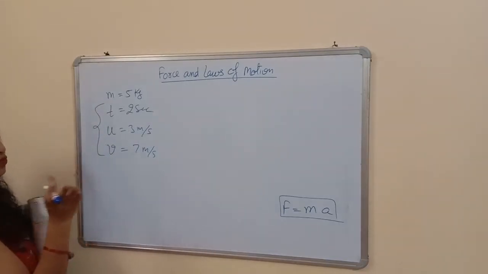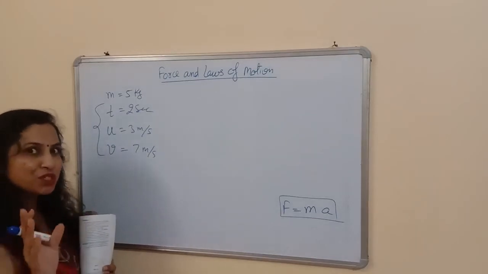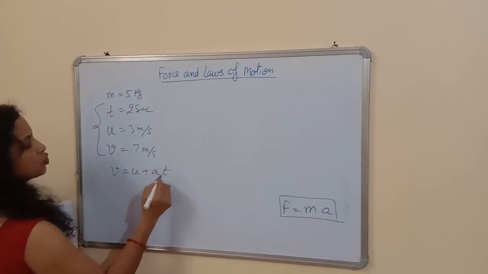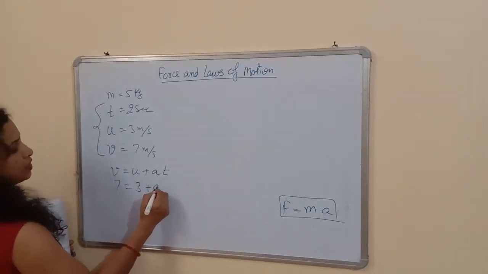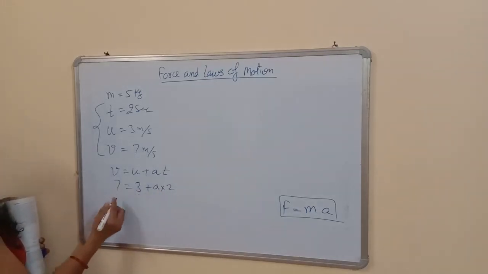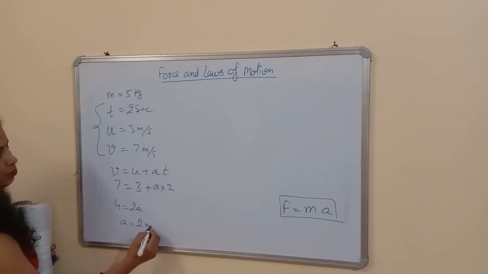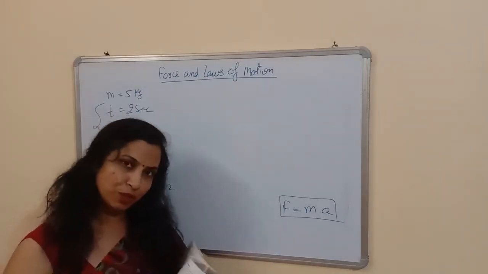Okay, so we are going to find the acceleration by using the first equation of motion, that is v is equal to u plus at. So I am going to put the values here. 7 is equal to u, which is 3, plus a, which we have to find, times the time, which is 2 seconds. So 3 will be moved over, and it will be 4 is equal to 2a. Then what is the value of a? 4 divided by 2, that is 2 meter per second square. So first we found the value of acceleration by using the equation of motion.